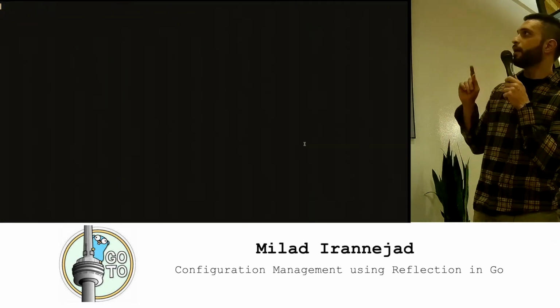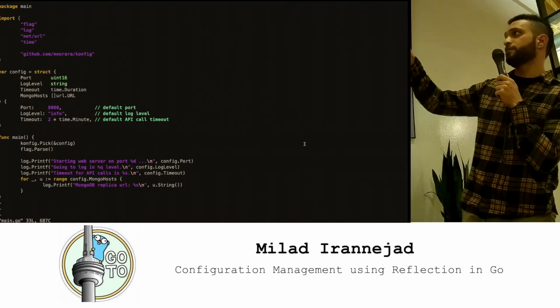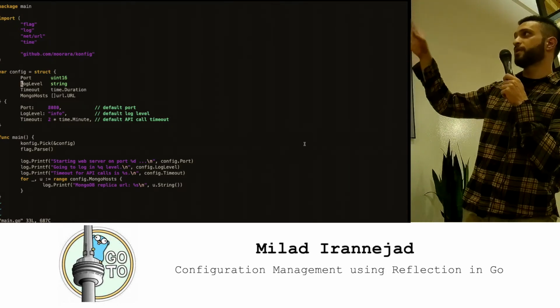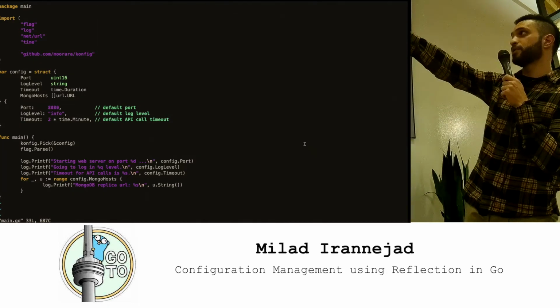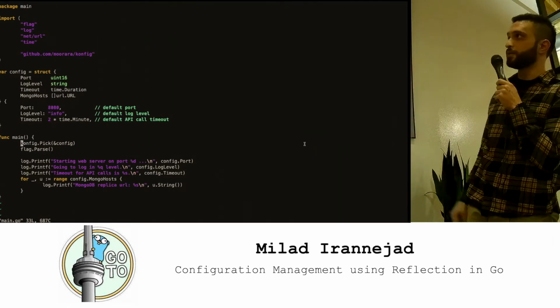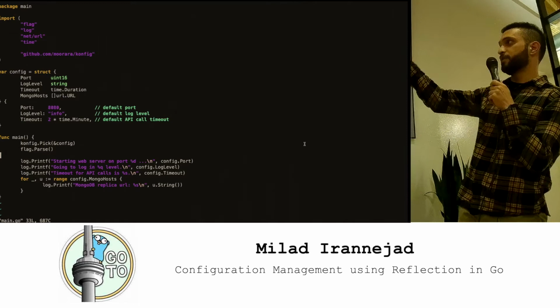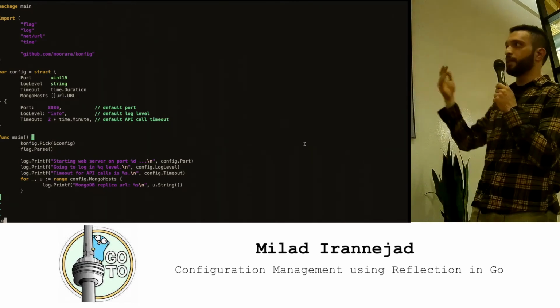So I start by looking at my main.go. As you see, I just define a struct with some fields in it: port, log level, timeout, and different hosts. You can see that you can use built-in Go types like time duration, URL, things like those. And I can also set some defaults on my struct. And all I do is just call config.pick, and that's it.